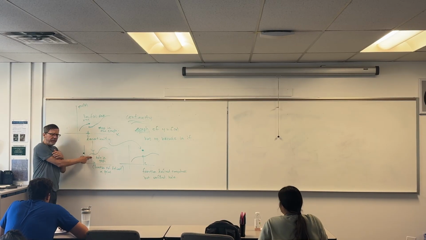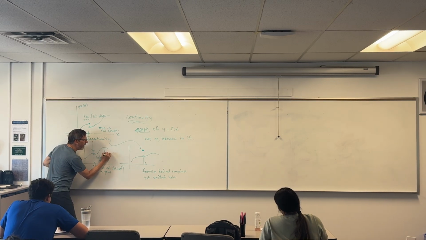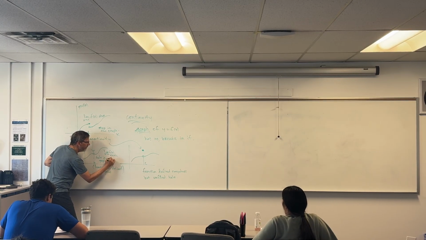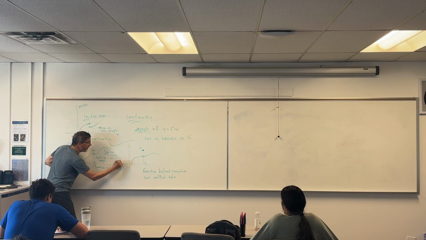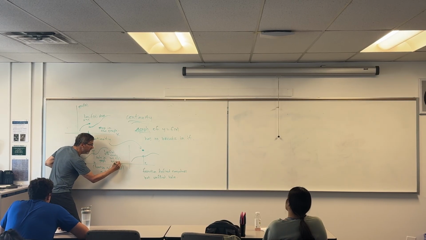What about here? Does the limit exist? The limit exists here. The problem is there's a hole in the middle. So here we have the limit as x approaches C of f of x exists, but f of C, the function at C, is not defined.